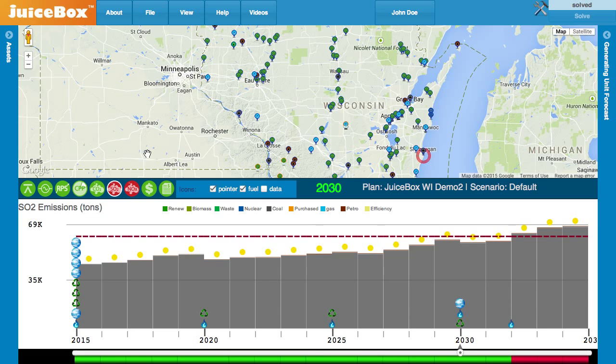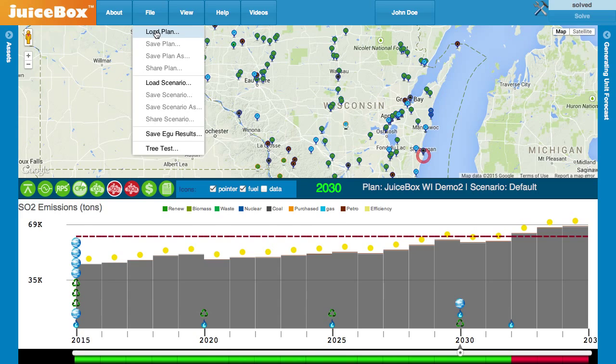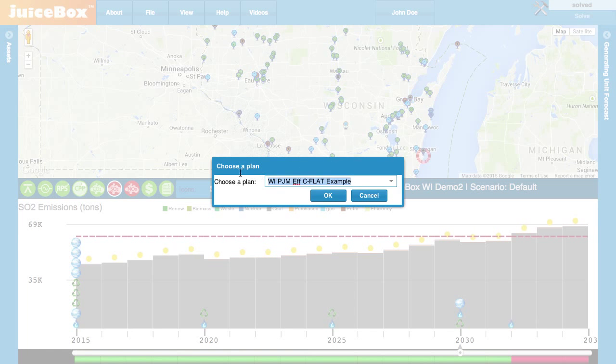Next, let's look at the second emission reduction strategy, using less energy. Let's assume that a statewide energy savings program is designed and projected to reduce electricity demand growth by half. To simulate this, I will load a high-efficiency case as a separate planning scenario.